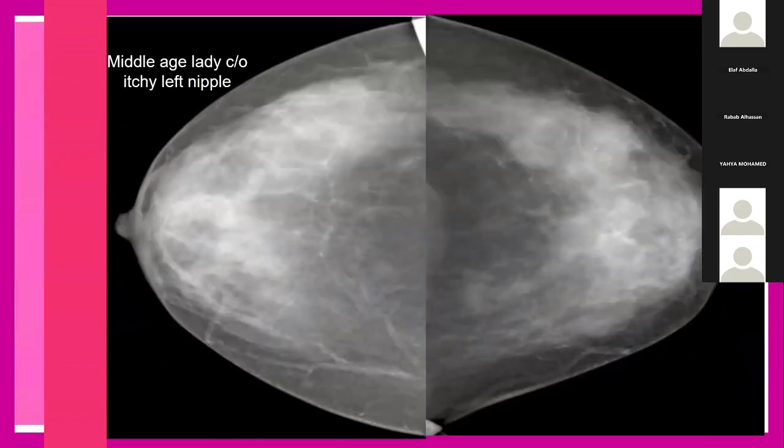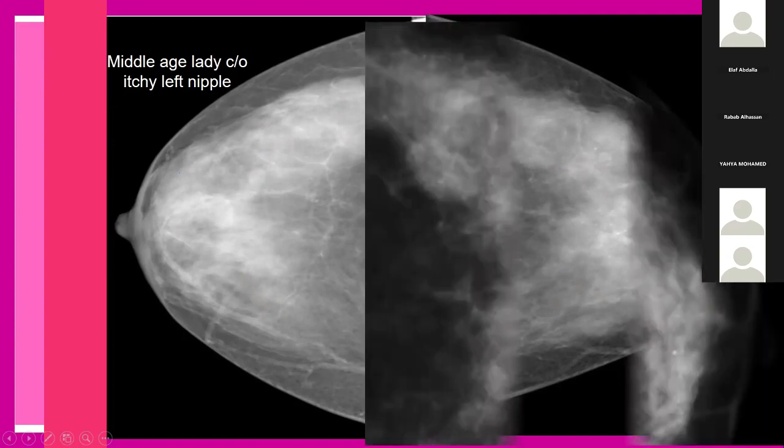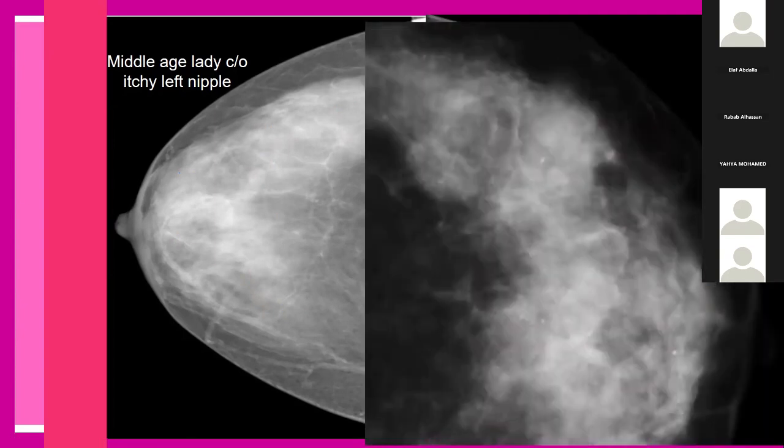This is another patient with Paget disease. If we compare the two sides, in this breast there is diffuse architectural distortion. Here the parenchyma is smooth with a smooth surface, but here it is a little bit distorted, and there is subtle skin thickening and retraction of the nipple-areolar complex.